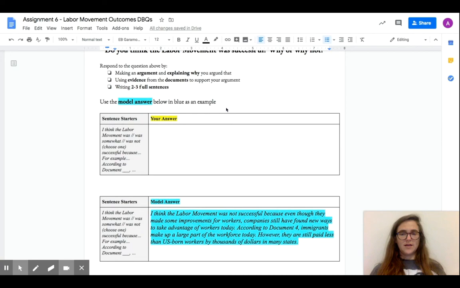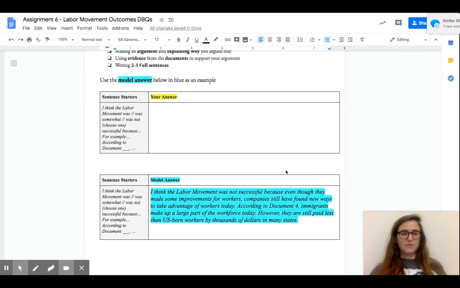I wrote, I think the labor movement was not successful because even though they made some improvements for workers, companies still have found new ways to take advantage of workers today. According to document 4, I'll use my evidence, right? Immigrants make up a large part of the workforce today. However, they are still paid less than U.S.-born workers by thousands of dollars in many states. So my evidence supports my answer there.